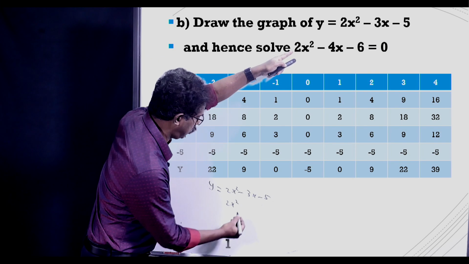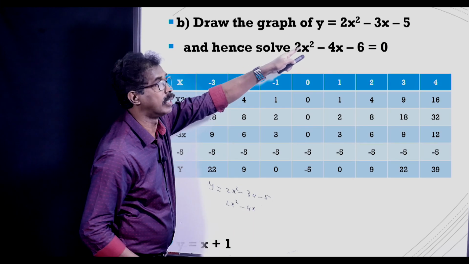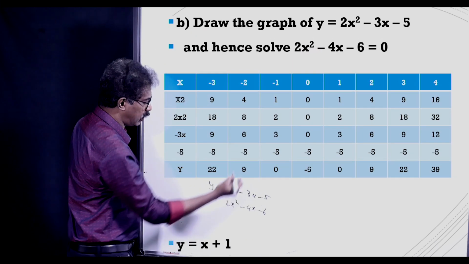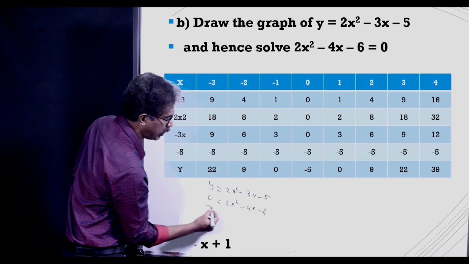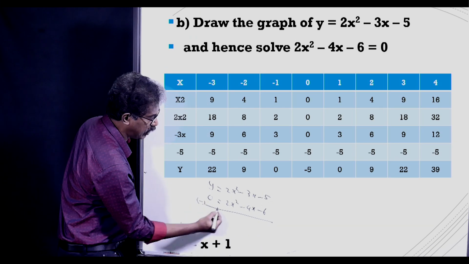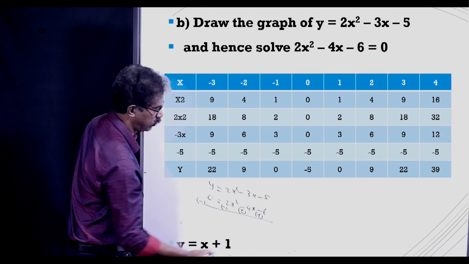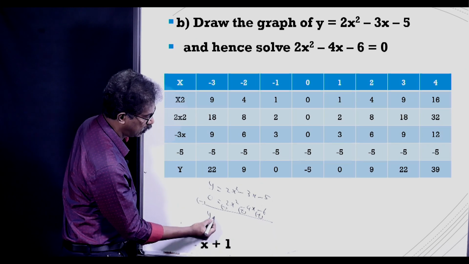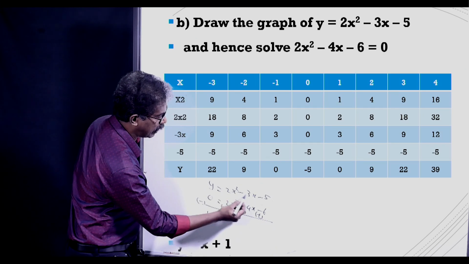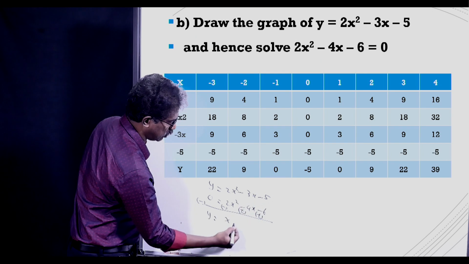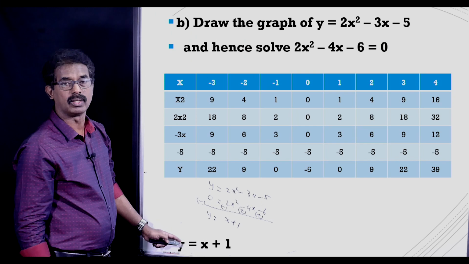Minus 4x, right? And what is the constant term here? Minus 6. And they put equal to 0. You write here equal to 0. Subtract these two. Change the sign. Minus, minus, plus, plus. So y cancel. Minus 3x plus 4x, it is 1x, plus 6 minus 5, it is 1. So that is how you are getting y equal to x plus 1.